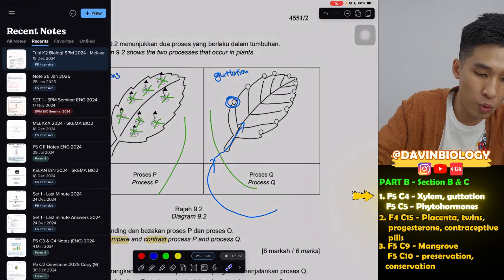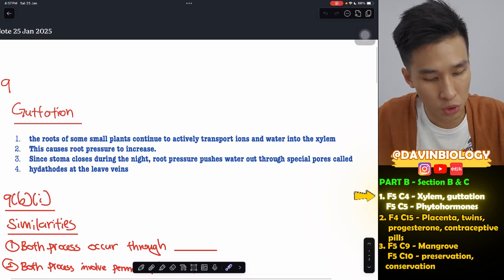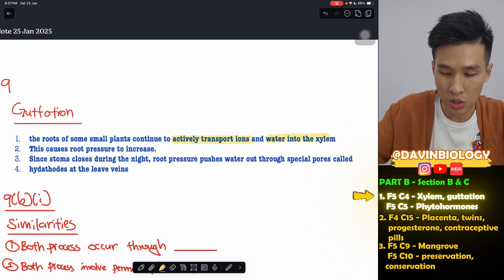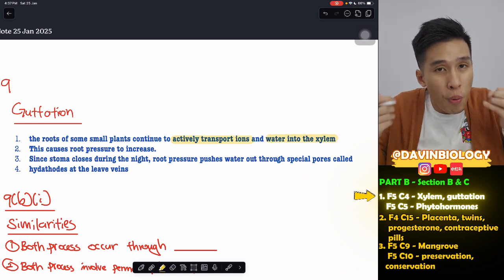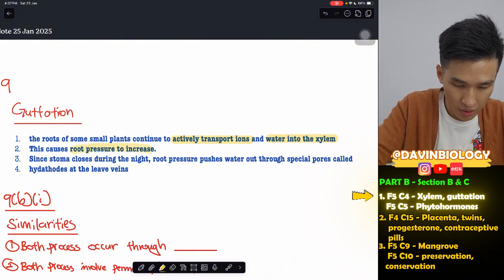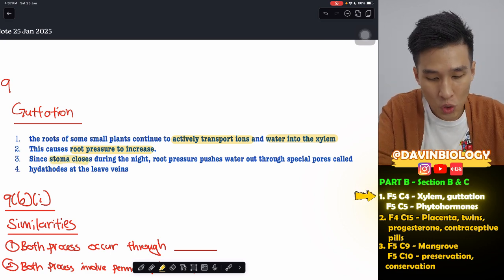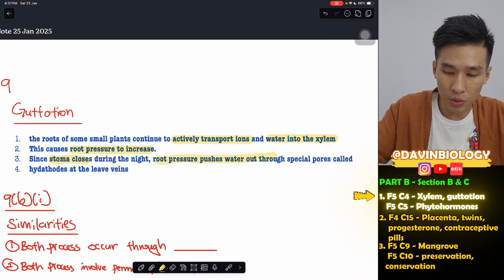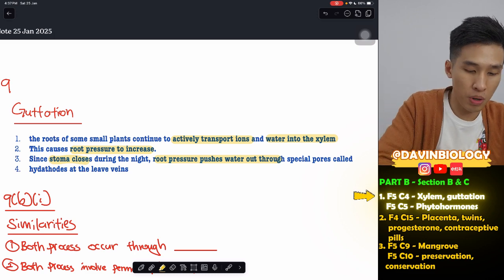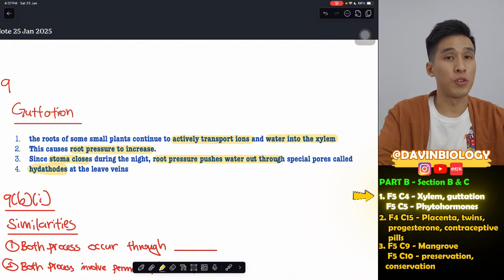If you want to know how to explain this, here I wrote the answer already. You can screenshot or write it down if you wish to. The roots of some small plants continue to actively transport ions and water into the roots, into the xylem. So the root pressure still increases and pushes the water up. Since stomata close during the night, the root pressure will push water out through another hole, not the stoma this time, but through a special pore called hydathodes. If you mention hydathodes, you get another point for this.